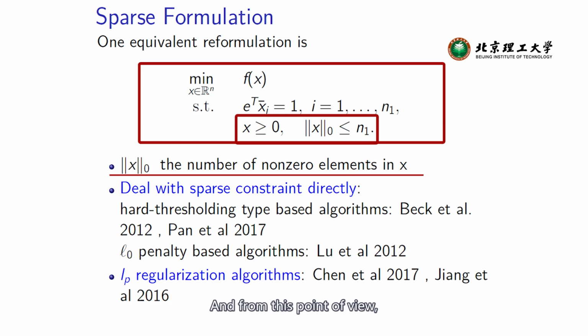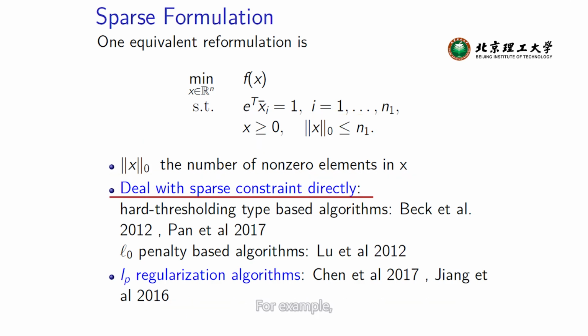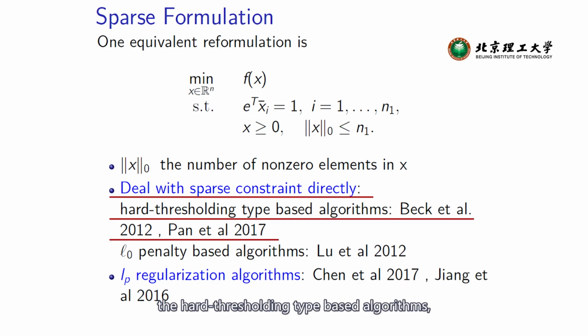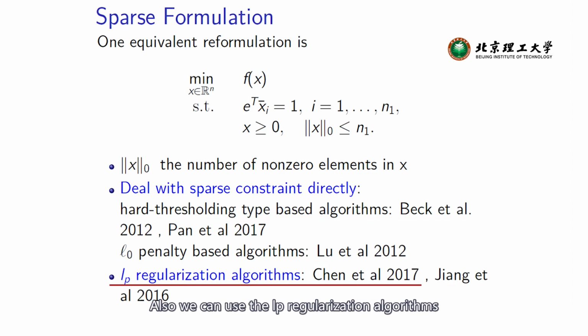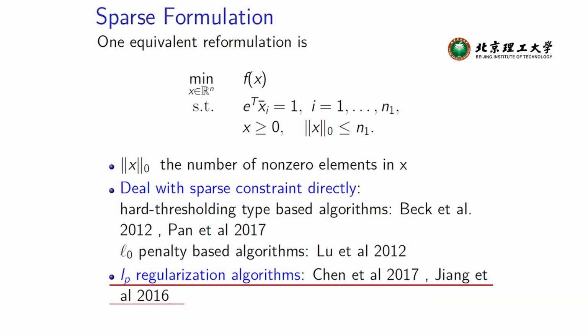From this point of view, we can have different ways to solve these sparse constraint optimization problems. For example, the hard thresholding based algorithms as well as the L0 penalty based algorithm. Also, we can use the Lp regularization algorithms to solve it approximately. So these are different algorithms based on the 0 norm constraint.